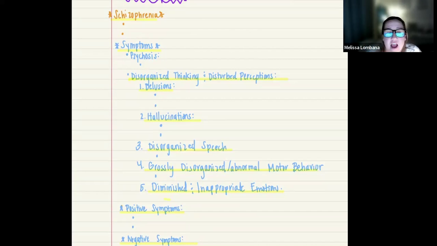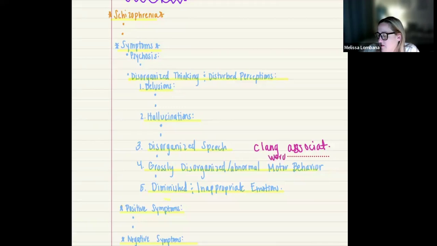Then they will link words together because they rhyme. And that's called clang association. Okay? I'll write it here, clang association. Okay. And then they also can spew out words that sound like jargon or jumble up their words, and that make no sense. Okay. And then that is called word salad. All right. So this can be what they experience.